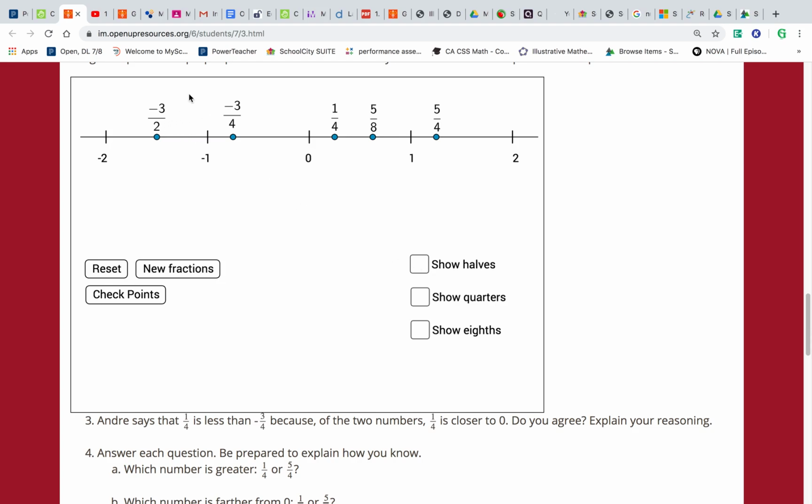You can see here the negative values, they're always going to be to the left of 0, and they're always going to be less than anything to the right or anything that's positive. That's important when we answer questions coming up.